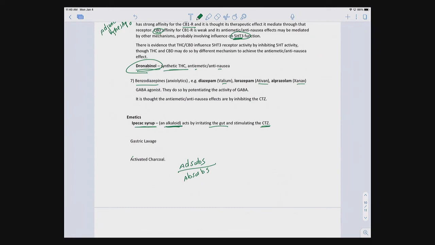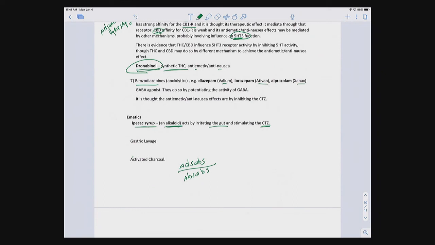When someone comes to the emergency room and they have ingested a poison, none of these really work. The reason they don't work is because by the time the person has made it to the emergency room, whatever they ingested has already made its way to the small bowel, the small intestine. So having somebody remove stomach contents isn't going to do any good if it's already in the small bowel.